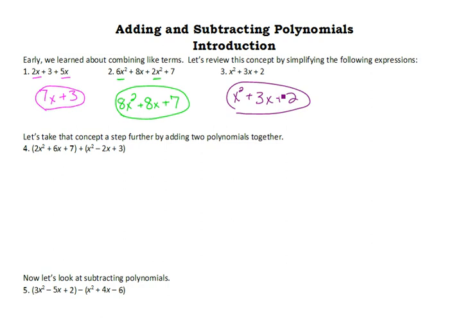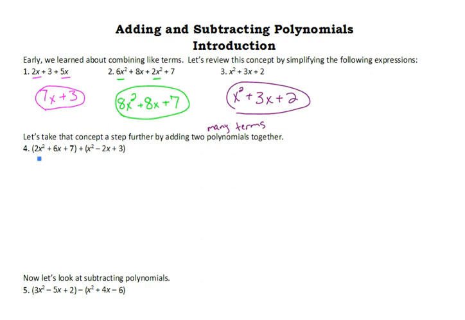Okay, let's take that concept a step further by adding two polynomials together. Remember that poly means many and nomial means terms. So we're just taking many terms and we're adding them to many terms. Is this any different than what we did on 1, 2, and 3? Not really, except the fact that we are calling one a polynomial, another a polynomial. We have parentheses around them. All we're doing is we're still combining like terms.